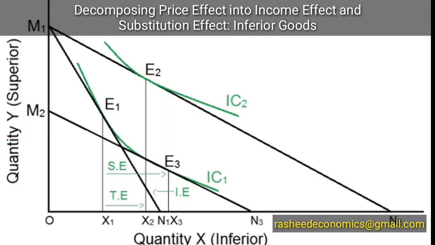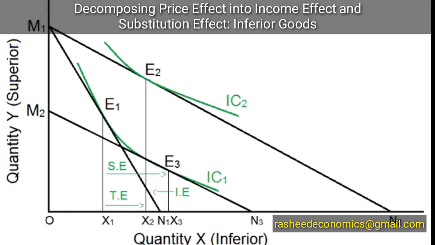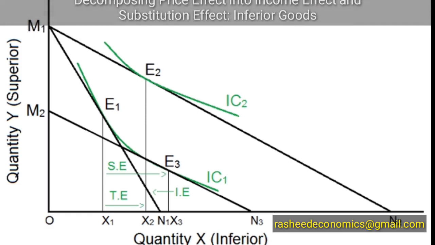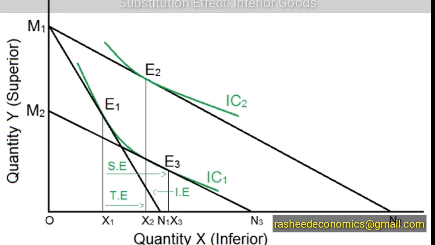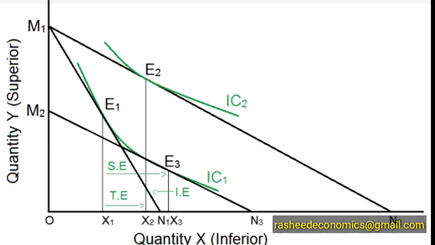This is the same diagram which is taken from internet. Here we have shown that product X is an inferior good. On x-axis we are showing product X, and X is an inferior good. In this figure we have shown SE as substitution effect, TE as total effect, and IE as income effect. Here we can see that IE is negative. The arrow mark showing IE is backward bending, therefore it is negative.